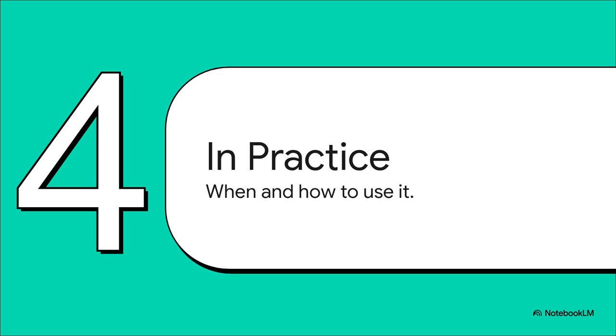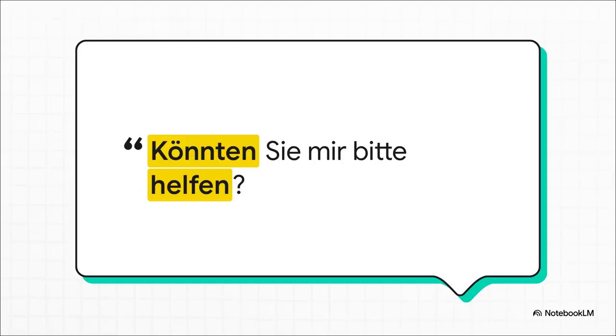Okay, enough theory. Let's get practical. How do we actually use these two methods in real sentences to get our point across? One of the biggest uses is just for being polite. Instead of saying, can you help me, which can be a little direct, you say, könnten Sie mir bitte helfen? Could you please help me? It's instantly softer, more respectful. It turns a command into a request.